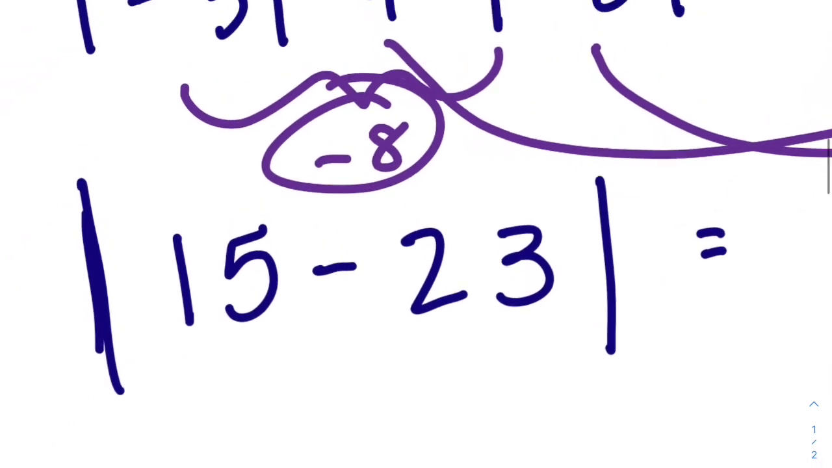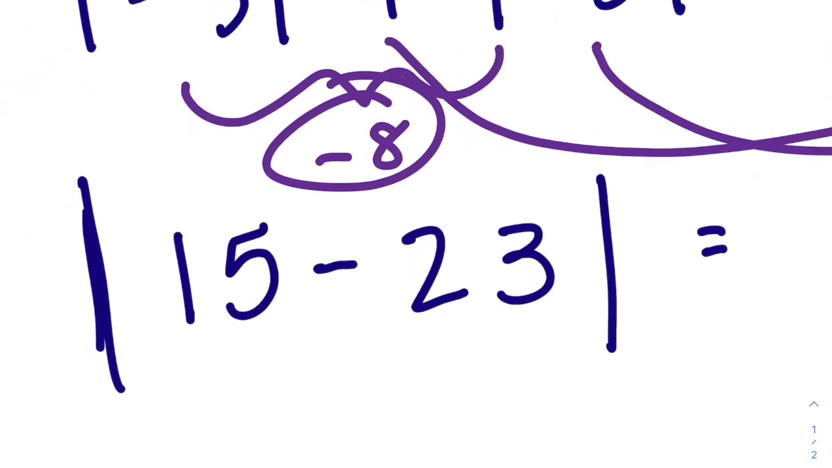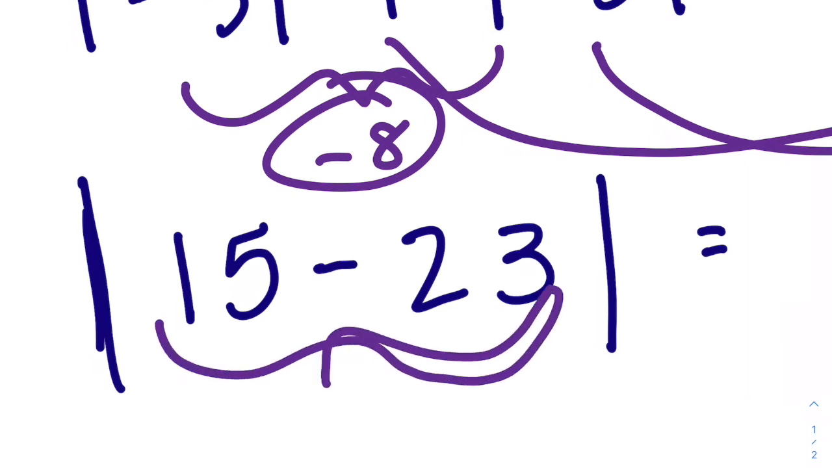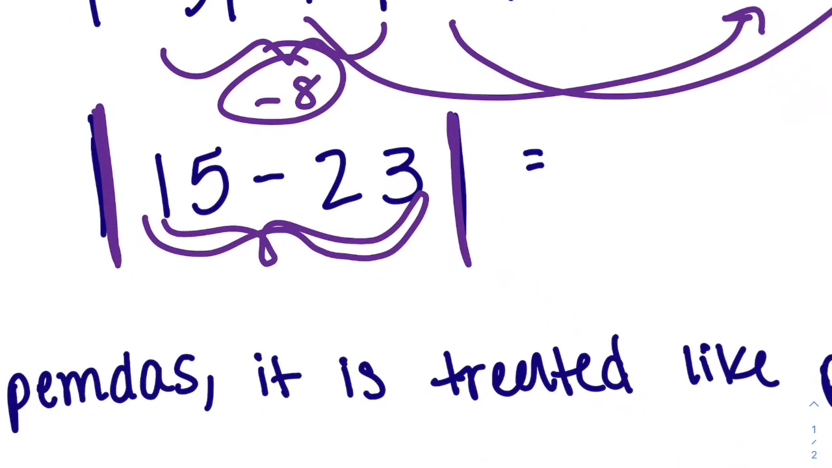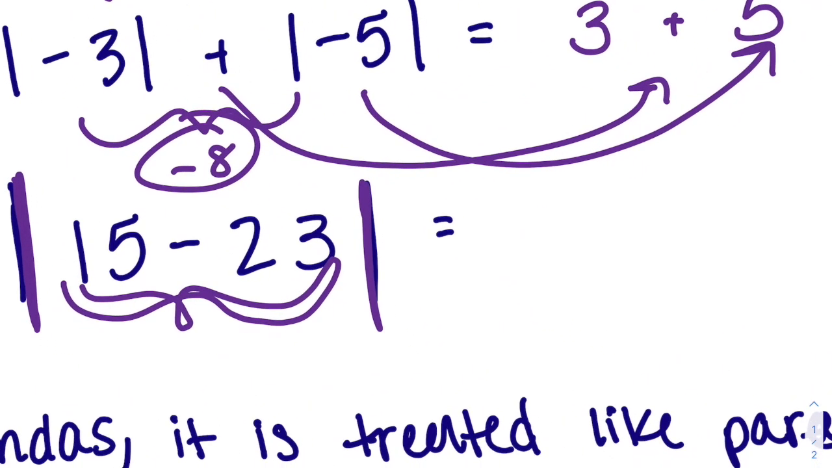For this next problem, I have the absolute value of 15 minus 23. I am going to do this operation first. We often treat these absolute value symbols like they are parentheses. So I'm not going to do the absolute value of 15 minus the absolute value of -23. They are in the same exact absolute value sign. So I need to do what's inside these two lines right here before I do anything else. So 15 minus 23 is -8.